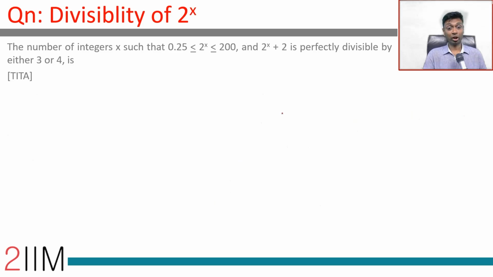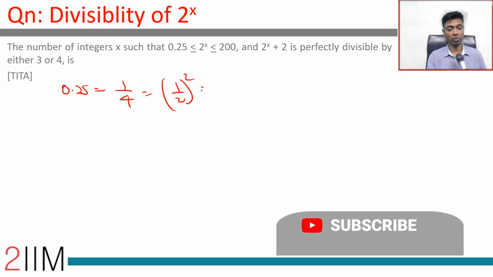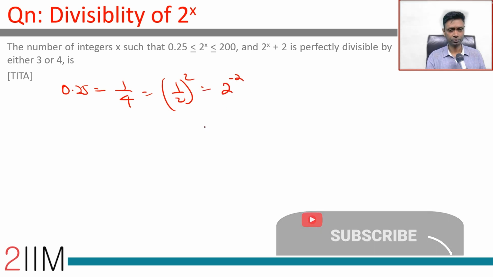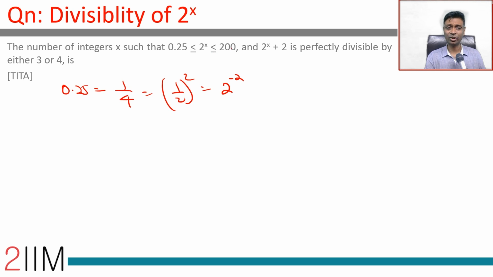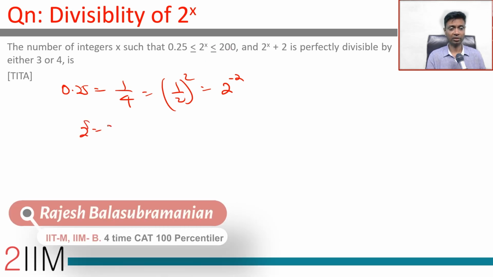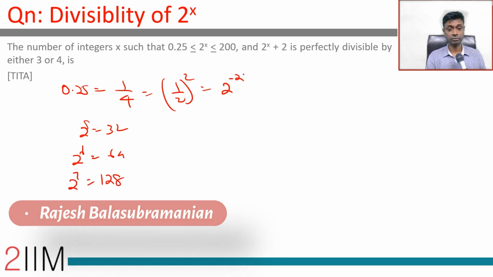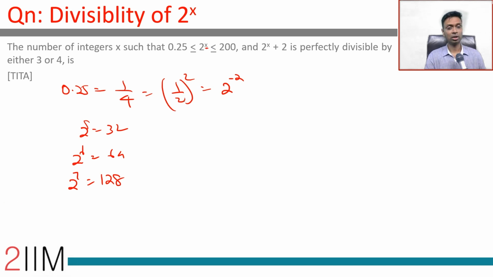The number of integers x such that 0.25 less than or equal to 2 power x less than or equal to 200. 0.25 is 1 by 4, which is 1 by 2 whole square, which is 2 power minus 2. 2 power x is less than or equal to 200. 2 power 5 is 32, 2 power 6 is 64, 2 power 7 is 128. So till 2 power 7 it will work. Beyond that it won't work. So minus 2 works for the lower bound. So minus 2, minus 1, 0, 1, 2, 3, 4, 5, 6, 7. All these values x can take.